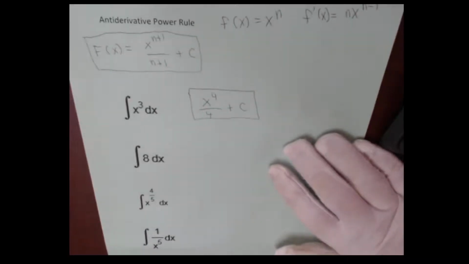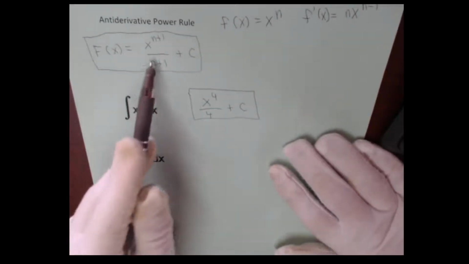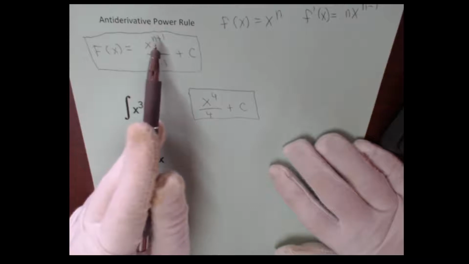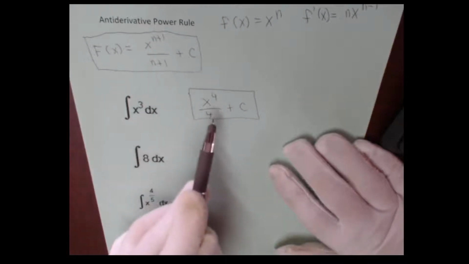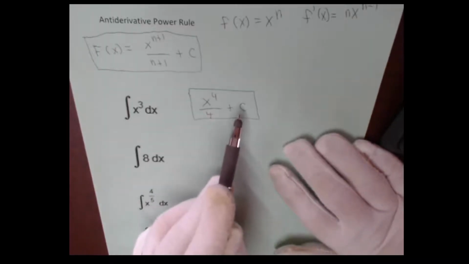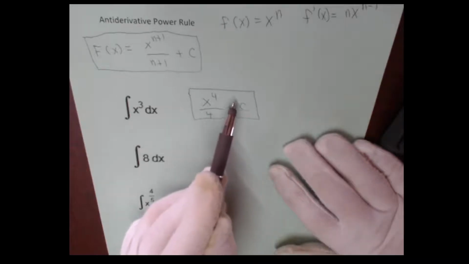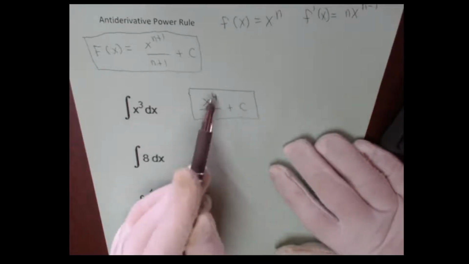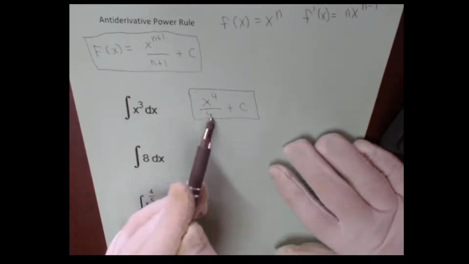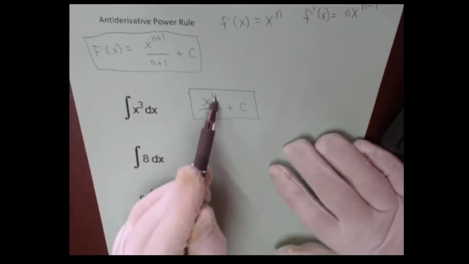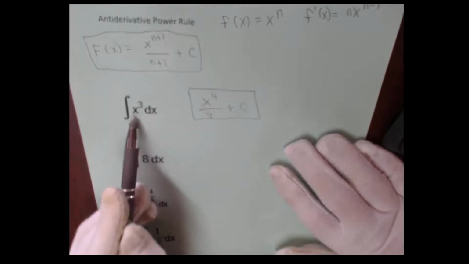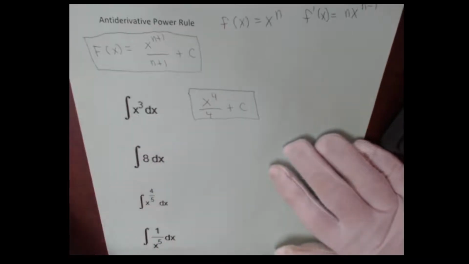All I did was apply my rule. I increased the power by 1, divided by that amount, and added c. Notice what would happen if we took the derivative of this. The c would cancel, the 4 would come down, which would cancel with this 4, and the power would drop to 3, and we end up exactly at x cubed.